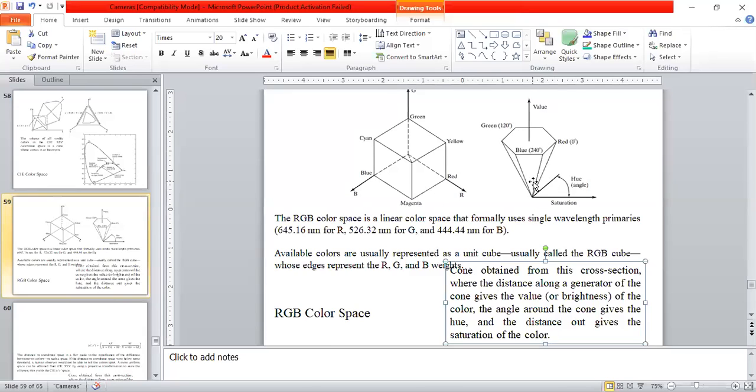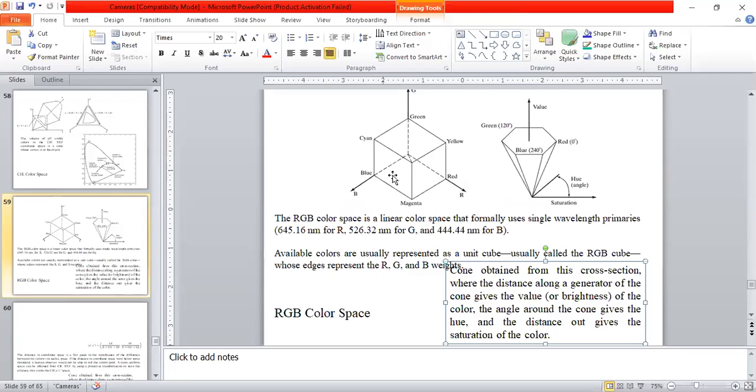So the angle around the cone, right? For example, considering this as x and this as z, this is nothing but the saturation. Right? Sorry, hue. Hue is the angle around the cone, and the distance out gives the saturation. So distance out is nothing but how much distance it is from the origin, right? So that is our saturation, right?